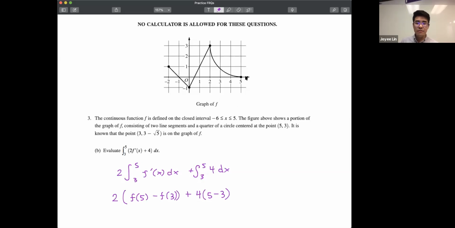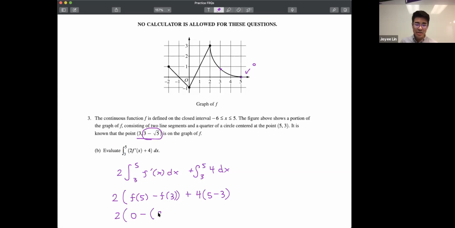And then what is f of 5? Well, f of 5 is just 0, right? We're given the graph of f. And then what's f of 3? F of 3, they gave you that weird point, right? F of 3 is equal to this weird point right there. So then it's 2 times 0 minus here.